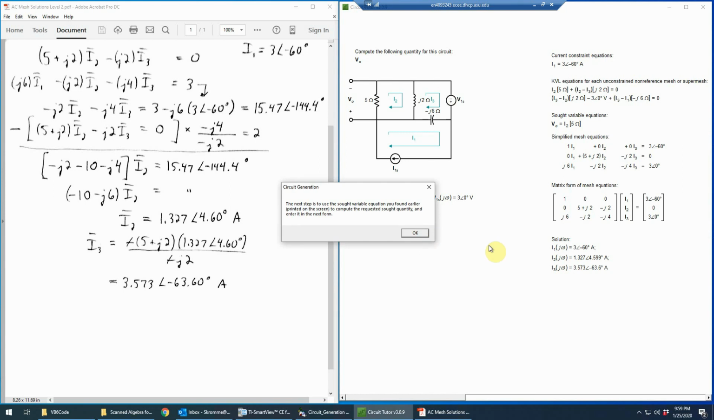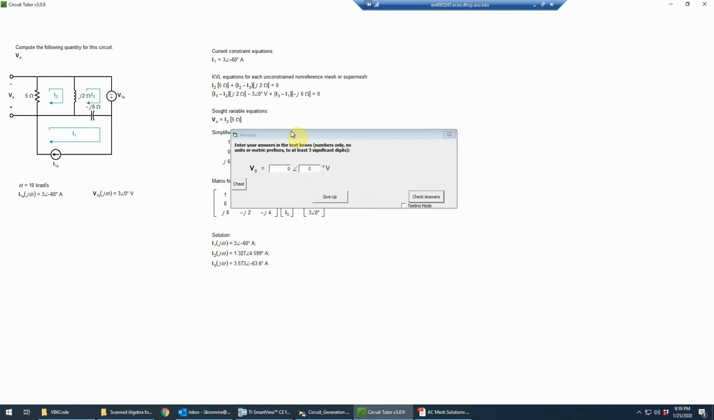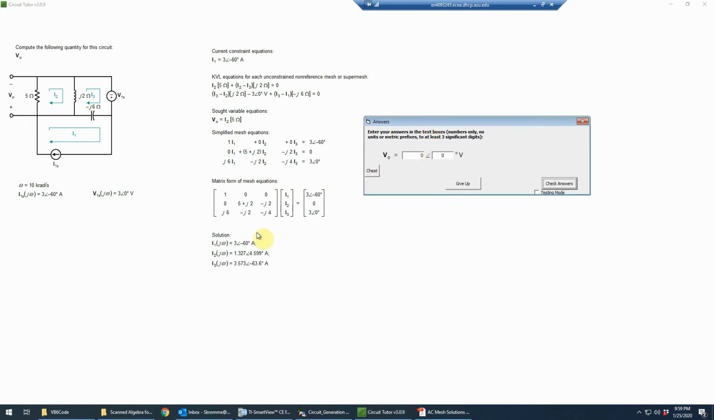And those are correct. And then the last step is to use this sought variable equation, which is pretty simple. So we just have to multiply I2 times 5 to get the sought quantity in volts. So that's a very simple calculation. Remember, when you multiply I2 times 5, the phase angle here is not going to change. We just have to multiply the magnitude because 5 has an implicit angle of 0. And so just doing that simple math in the calculator for the magnitude, if you will, we would get 6.635 angle that 599 if you like. And we'll check that.